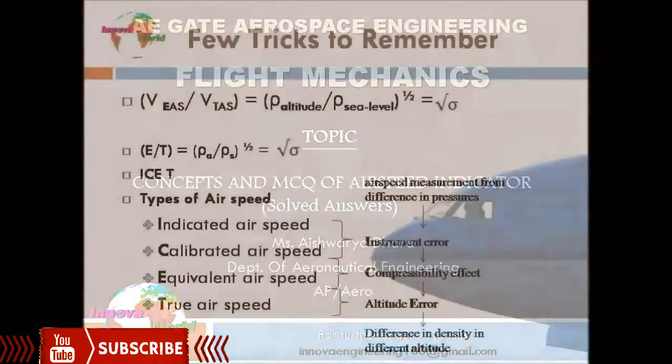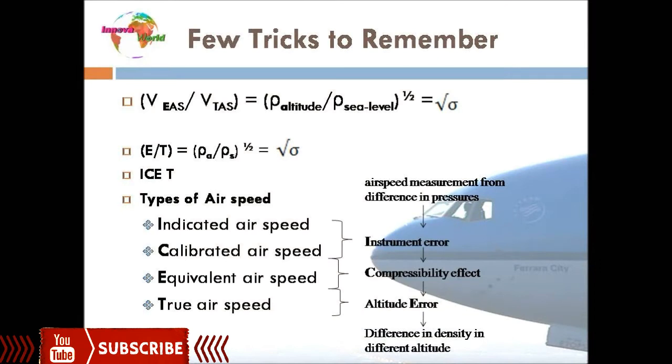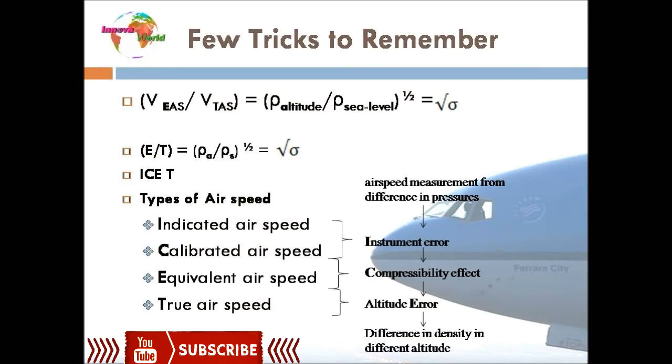In this airspeed indicator topic, we are going to learn a few tricks. First we will know ICET. That is I, C, E, T. What does the I stand for? Indicated airspeed. C stands for calibrated airspeed, E stands for equivalent airspeed, and T stands for true airspeed. You can remember these four types of airspeed by ICET.